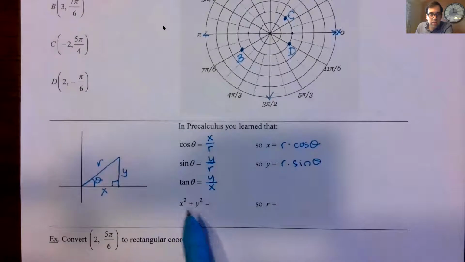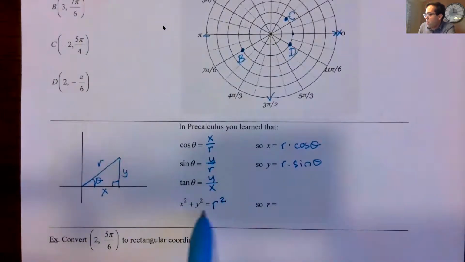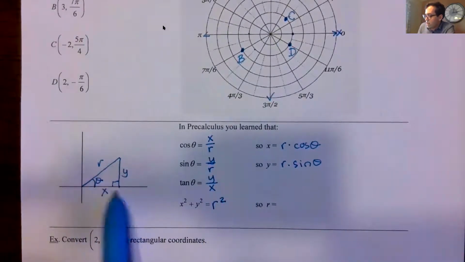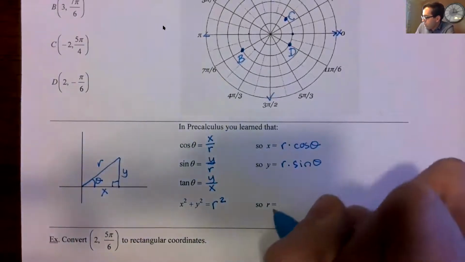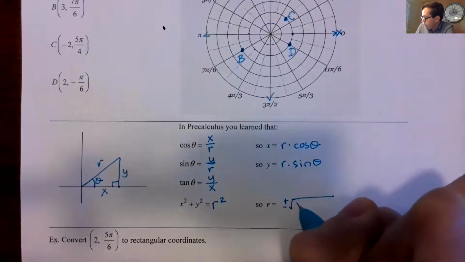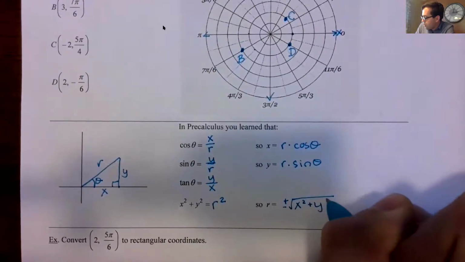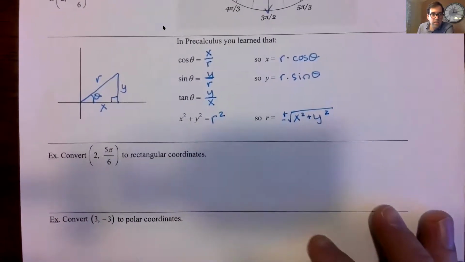And we also know that if we have the equation of a circle, x squared plus y squared equals r squared. That could be kind of like our Pythagorean theorem, right? So if we solve for r, we would get plus or minus the square root of x squared plus y squared. Okay? So that's what we're working with here to try to translate this.